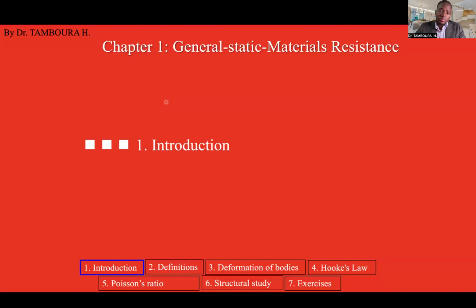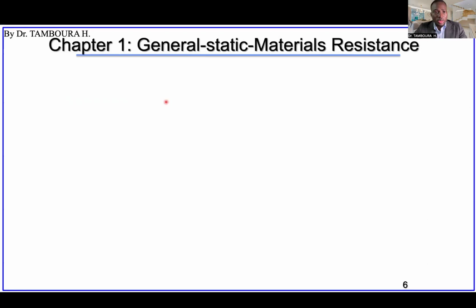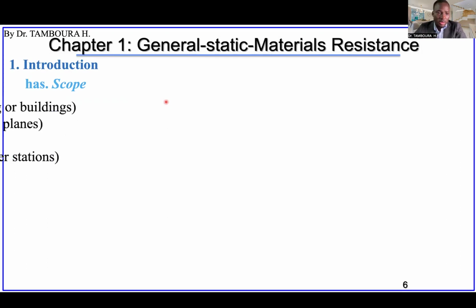which is about just, generally speaking, what is a structural analysis. So in this introduction, we will talk about a lot of things. For example, the structural analysis, where or in which domain do we use structural analysis? Some people might think that it's only in civil engineering, but actually no.